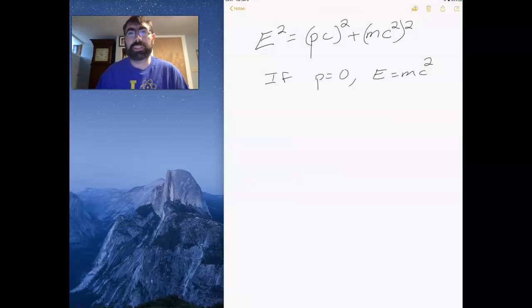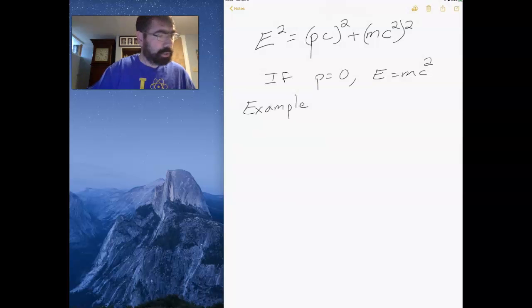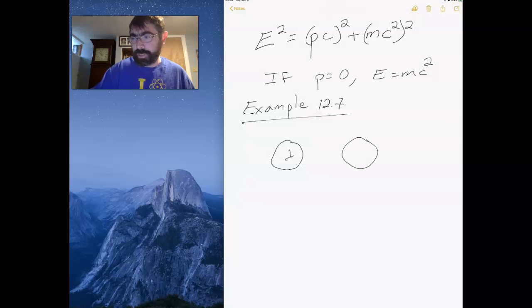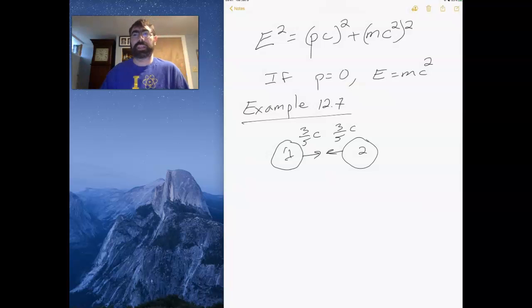So now what I'm going to do is apply this to a couple of problems so that we can see how to use relativistic kinematics. The first one we can look at is example 12.7, where we have two lumps of clay, lump 1 and lump 2, and they're coming at each other with some momentum. Let's say the speed of each of these is 3/5 the speed of light. So each lump is coming at the other one with the same speed. So this is the initial case.